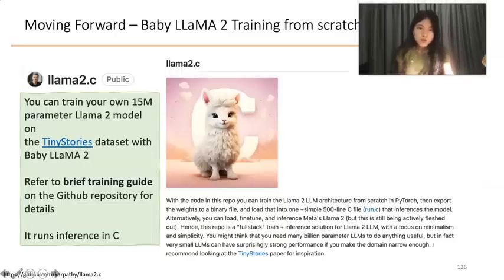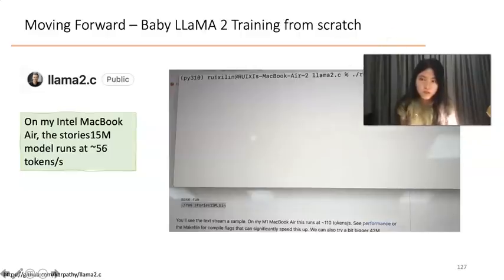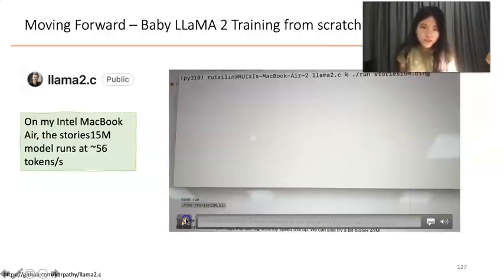And moving forward, we have this baby Llama 2 trained from scratch, with which you can deploy your model in C. And I've tried this Llama 2 C to run some text generation.